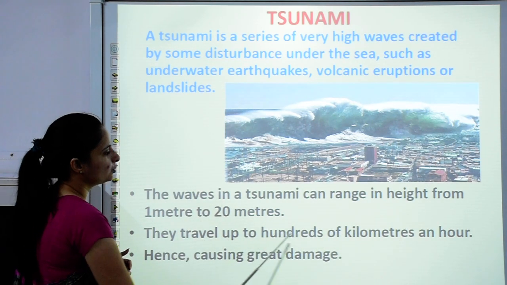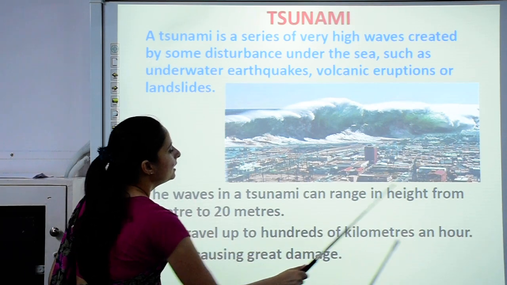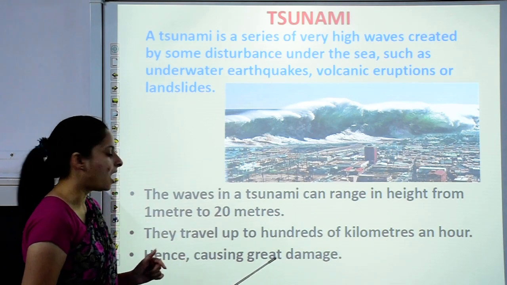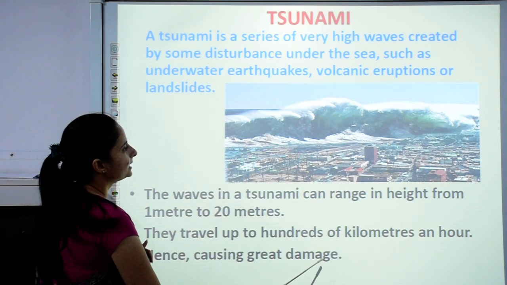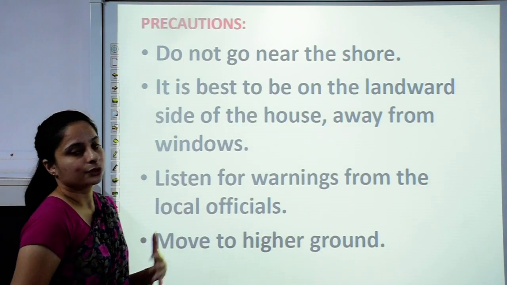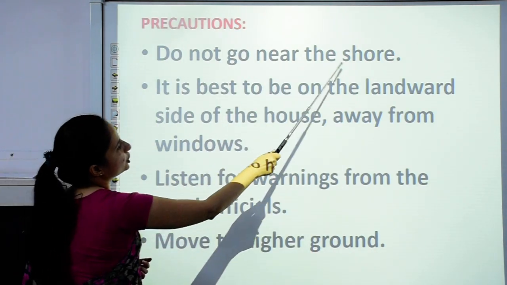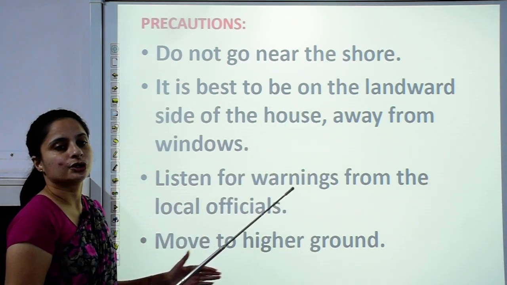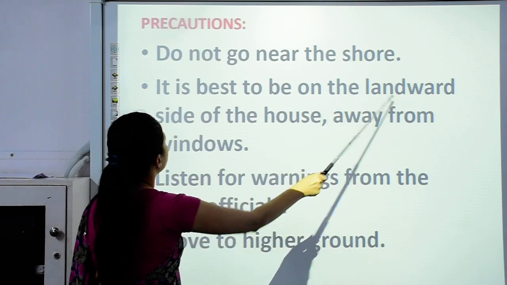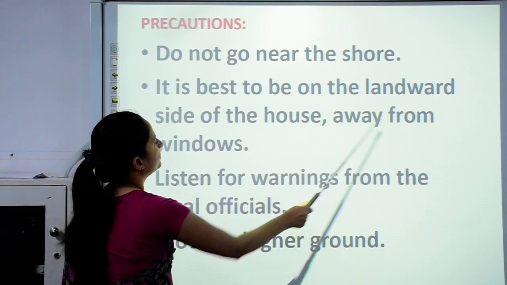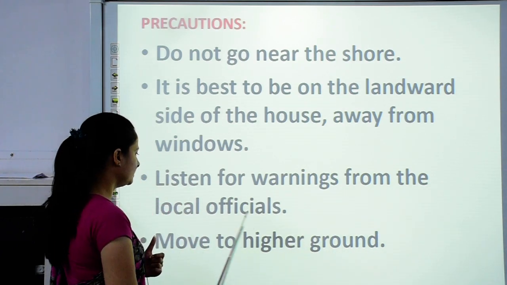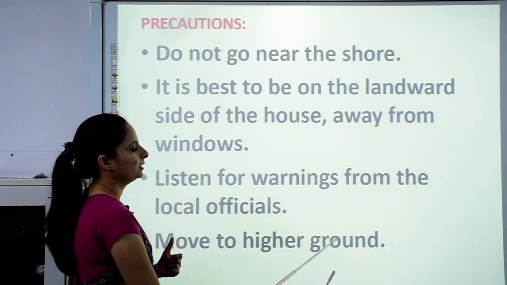The waves in a tsunami can range in height from 1 meter to 20 meters. They travel up to hundreds of kilometers an hour. The traveling speed is hundreds of kilometers per hour, hence causing great damage. Now precautions you should take during a tsunami: do not go near the shore. You should always stay towards the land. It is best to be on the landward side of the house, away from the windows. Listen for warnings from the local officials. Move to a higher ground.